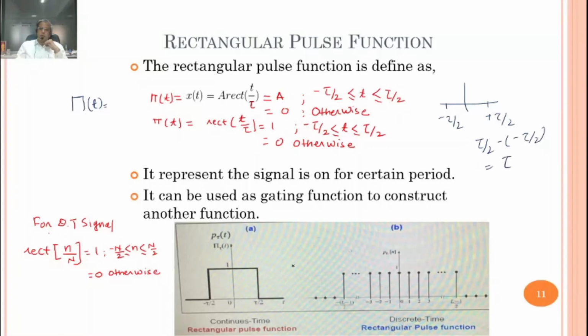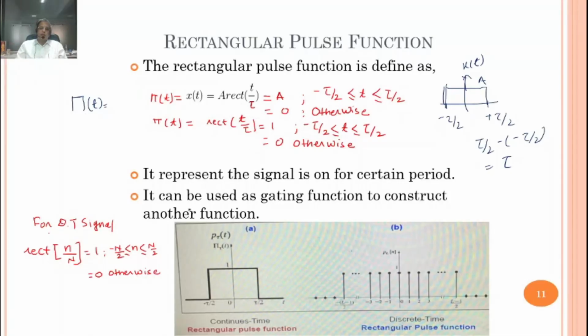As this is a function of time, this is t, and the amplitude of this rectangular function is a. Mathematically the rectangular function is represented like this, and graphically like this. When the amplitude a becomes 1, it is called the unit rectangular pulse function, meaning for the particular duration from minus tau by 2 to plus tau by 2, the amplitude of that function is 1.